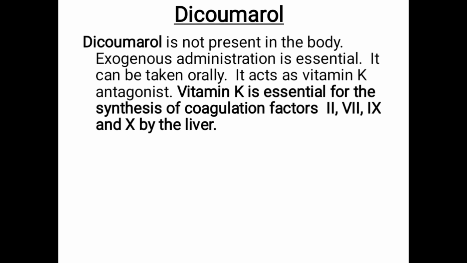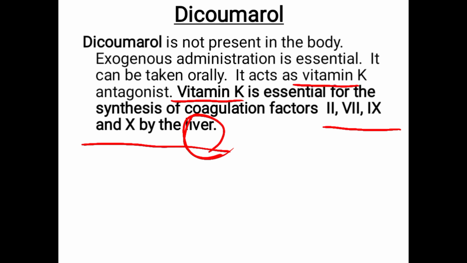Vitamin K is essential for the synthesis of the clotting factors 2nd, 7th, 9th and 10th. All the clotting factors are synthesized in the liver, so the liver is very important. Any liver damage will decrease the synthesis of all these coagulation factors. For their synthesis, vitamin K is essential. Dicumarol acts as a vitamin K antagonist, antagonist means against. So these factors will not be synthesized and clotting does not take place.